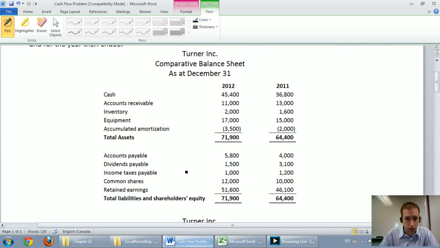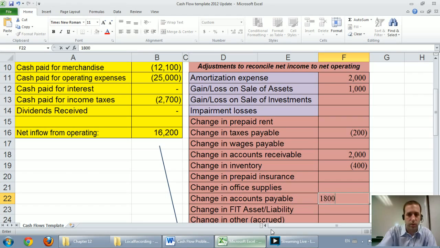Accounts payable, we for sure had. Accounts payable was $4,000 last year, $5,800 this year. Our payable went up. You might think, that's bad. I owe more people more money. It's bad because you owe people more money, but it's good for your cash because it means you're keeping it in your pocket. Walmart and big companies will try to stretch their payables. They don't want to pay their payables on time. They want to have them stretch as long as possible. Why do they do that? They want to keep the money in their pocket as long as they can. So the fact that we have more payables than we had last year means we're keeping more money in our pocket. If we had fewer payables, it means we're paying our liabilities off. So that $1,800 is actually a plus to our cash flow.